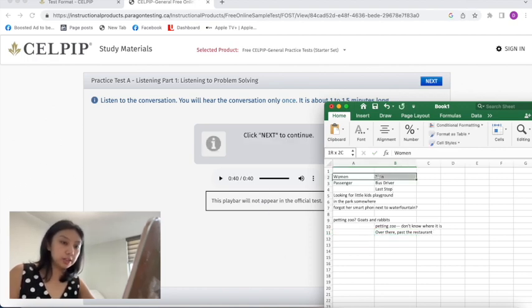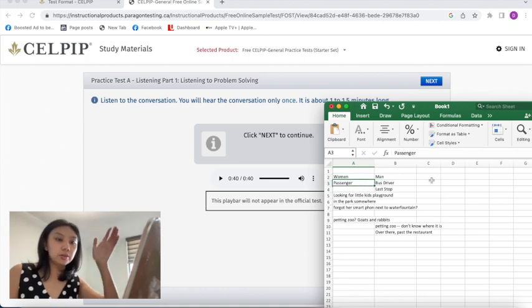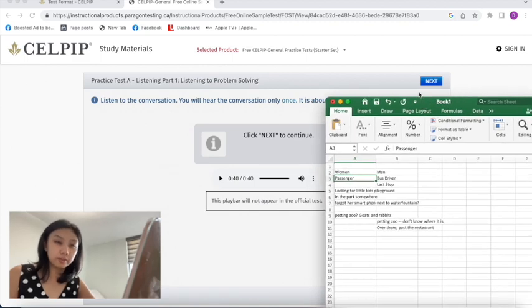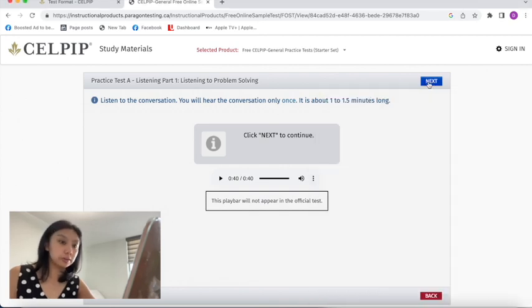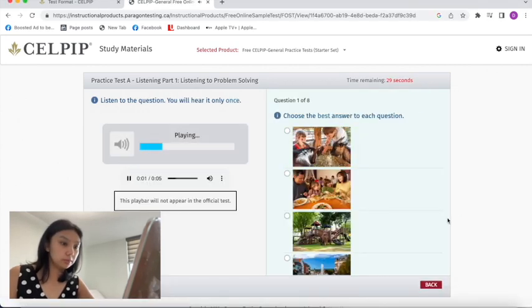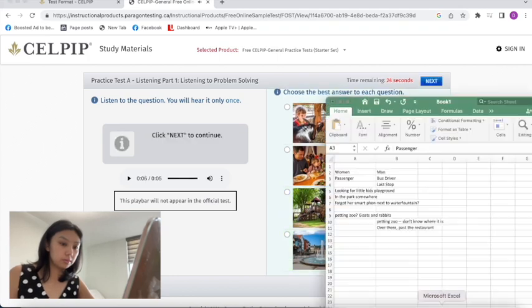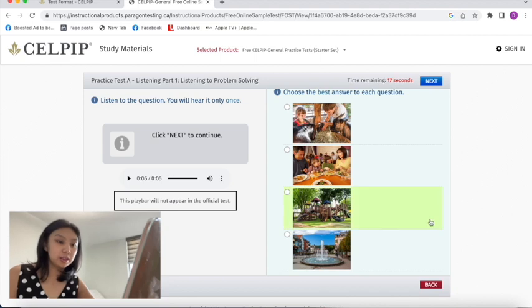So I try to distinguish sino yung nag-uusap, ano yung role nila, and siguro ano yung bits of conversations na nakuha ko. I didn't get everything, but I think most of it, if you can write it down, that would be helpful. Question 1. What is the woman eventually hoping to find? So she was looking for the little kids' playground. So she did talk about the water fountain, the petting zoo, but eventually what she wanted to look for is the playground.